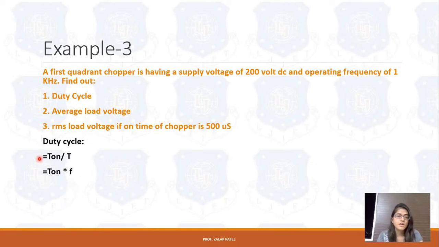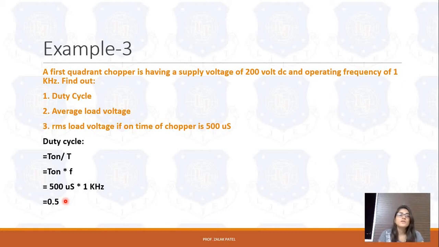Now first of all, this T on into 1 upon T, but 1 upon T is nothing but frequency, because inverse of time means frequency. So we can write this equation as T on into frequency. On time is given as 500 microsecond and operating frequency is 1 kHz. If we put all these values into the equation, it becomes 500 into 10 raised to minus 6 into 1 into 10 raised to 3, so it becomes 0.5, means duty cycle is 50%. So this is our first answer.